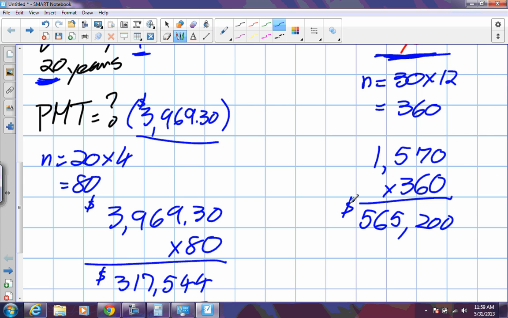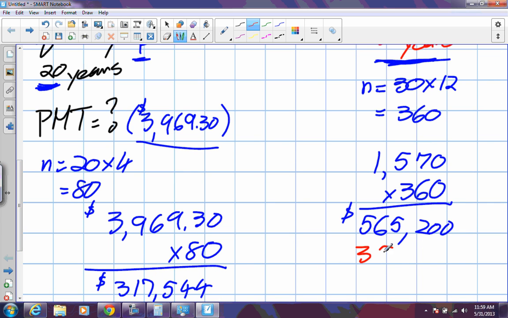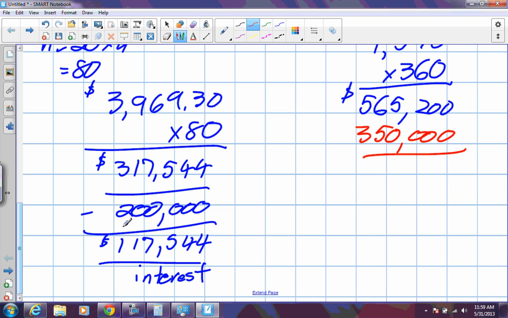$565,200. But remember, they only gave me, at the start of this mortgage, $350,000. That means I paid them in interest. We subtract these values again. We paid them $215,000 in interest over the life of this mortgage. That's why paying off mortgages faster will reduce this amount.